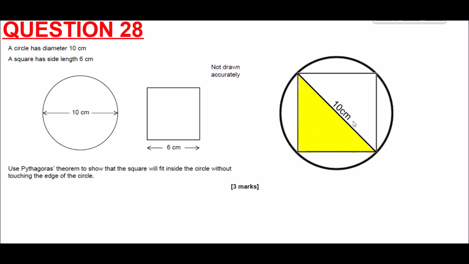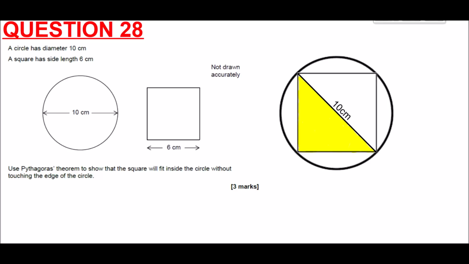And so if the diagonal of the square gets to 10, that's when it'd be touching the sides of the circle, which it's not allowed to do. And so what we need to prove is that the diagonal of the square, this bit here, we need to prove that's less than 10. If that's less than 10, these two corners won't touch and the circle won't be touched by the square's corners.